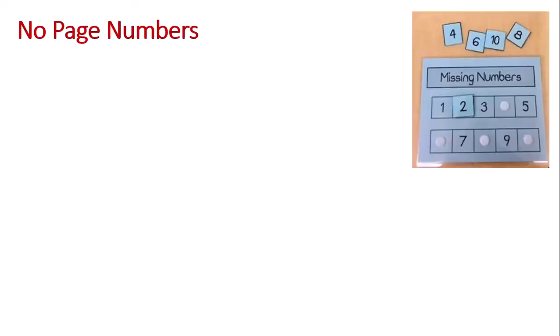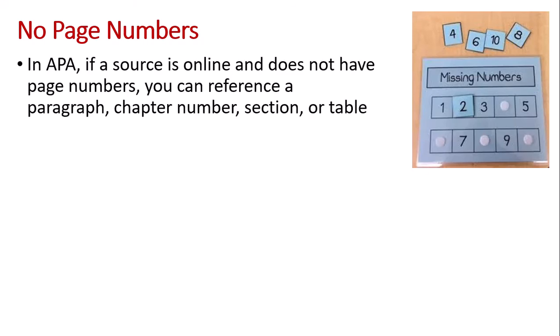So our first variation is a source with no page numbers. You might run into this if you have a source online. And in APA, they want you to reference the paragraph, chapter, section, table, wherever you actually found this information. Again, to help your instructor or later researchers, if you're doing a peer-reviewed paper, to help those people find your research more easily.